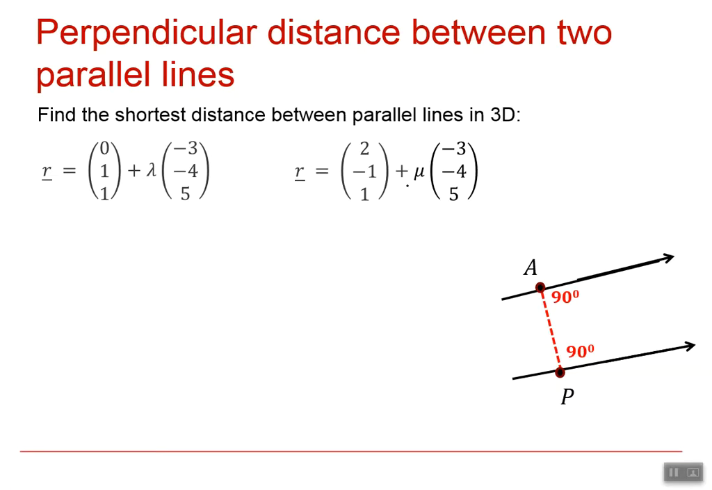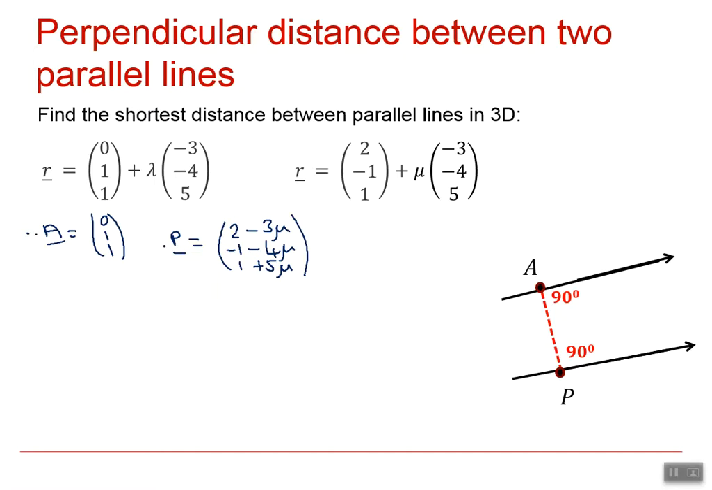Okay, so here we have two lines and we're going to pick any point A. Again, as I said in previous videos, make life as easy for yourself as possible. So I'm going to pick the point where lambda is 0. So the point A is going to have position vector (0, 1, 1). Now we know that the point P is on L2, so it's going to have position vector (2 minus 3 mu, minus 1 minus 4 mu, 1 plus 5 mu).